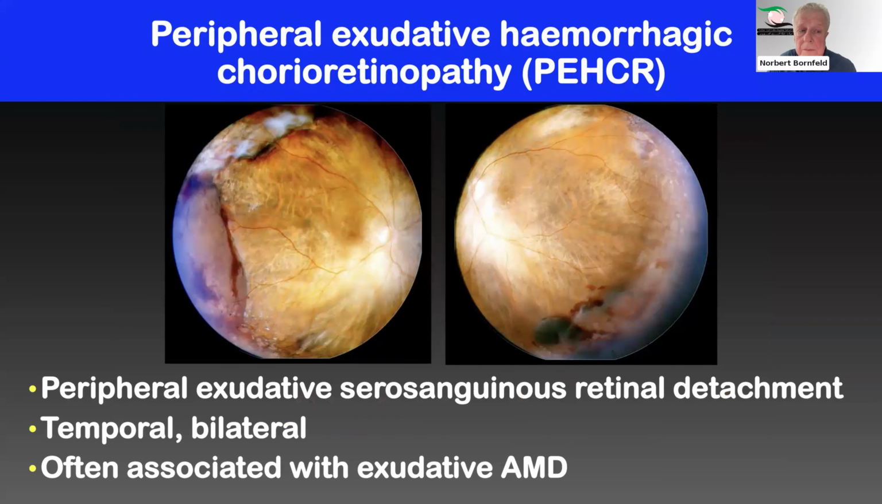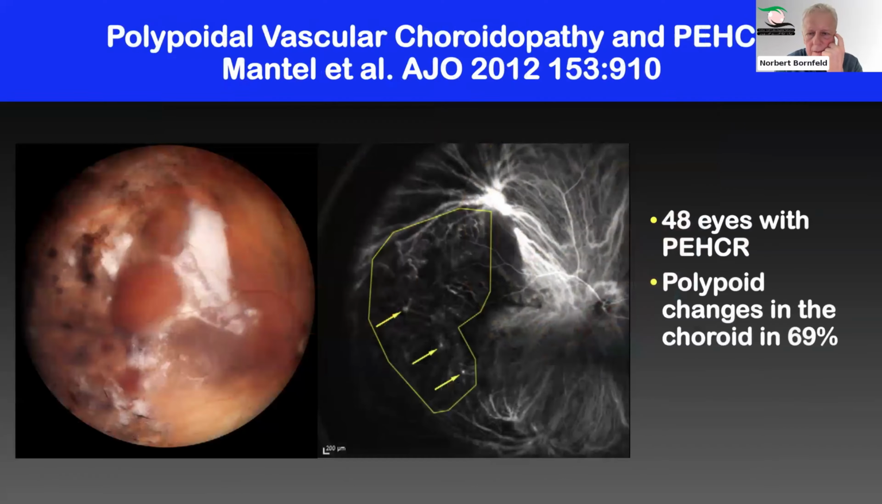And this is a patient who has peripheral lesions or masses on both eyes. These are typical patients with a peripheral exudative hemorrhagic chorioretinopathy. What helps is that in most patients these are bilateral. These are retinal detachments, temporal, bilateral, and often associated with exudative AMD. They almost never are nasal. So if you see these temporal lesions on both eyes, probably it's not a malignant melanoma.